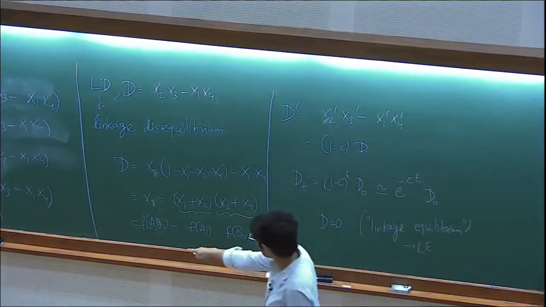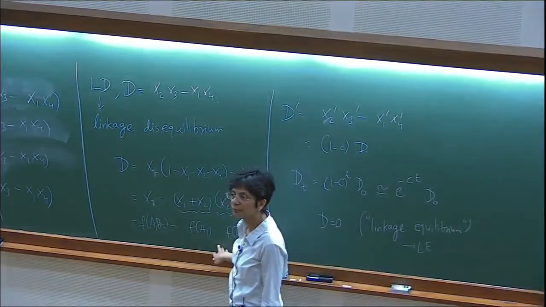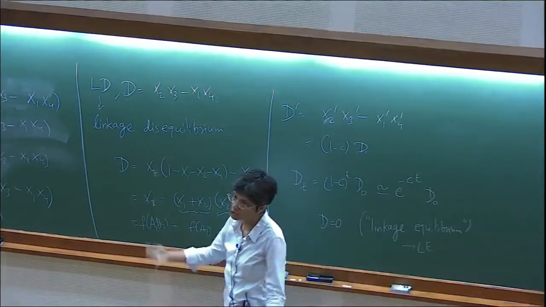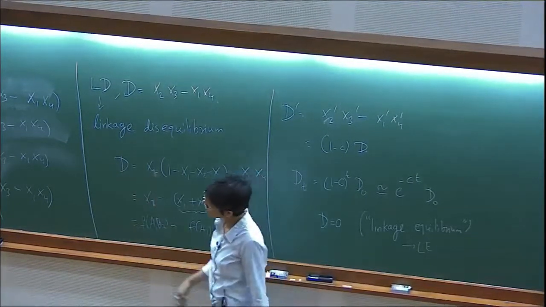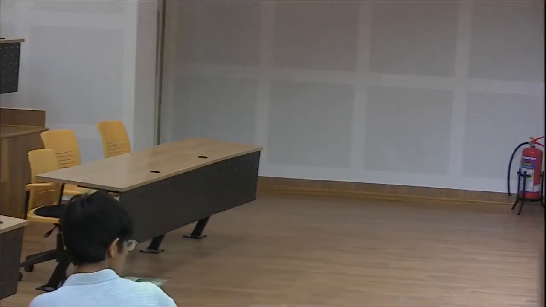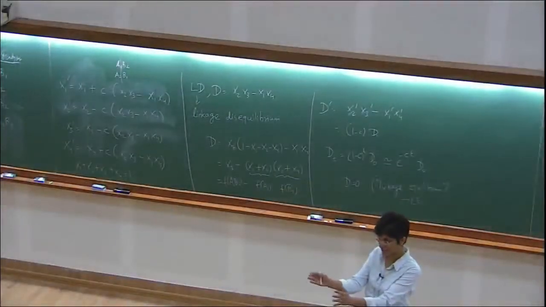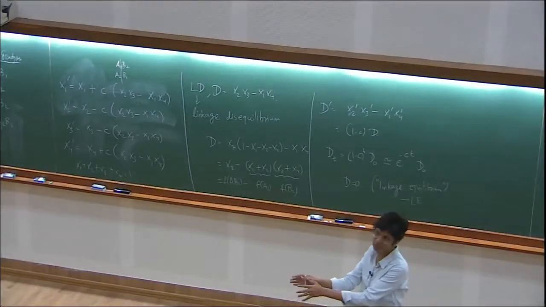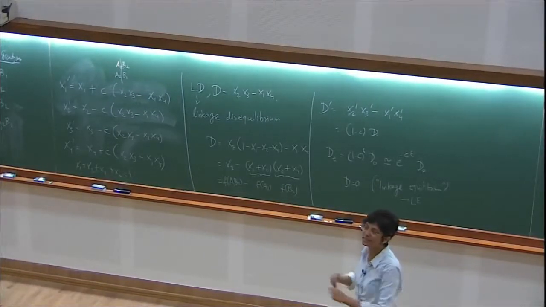That's what I explained. The meaning of D is this. I chose A1, B2, but you can choose whatever you like, any of them. So it's saying that D is simply the frequency of A1, B1 minus frequency of A1 times frequency of B1. So the interpretation is the frequency of the two-locus genotype minus the frequency of the one-locus guy times the other locus.